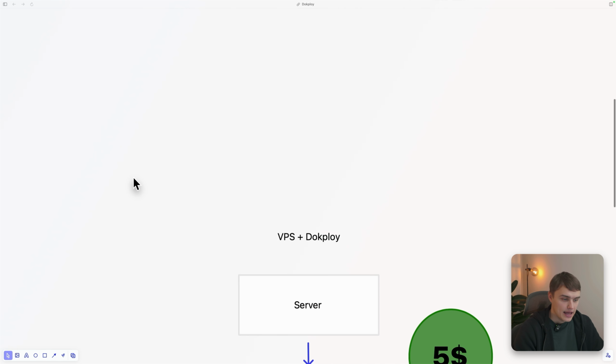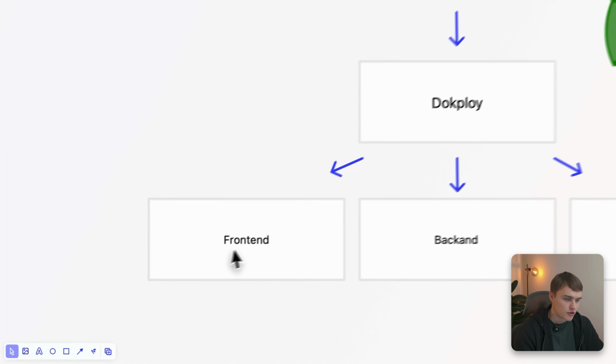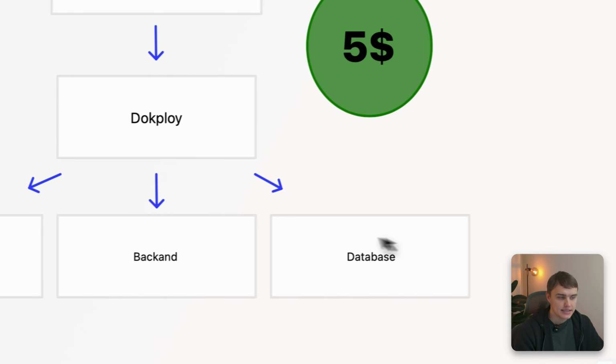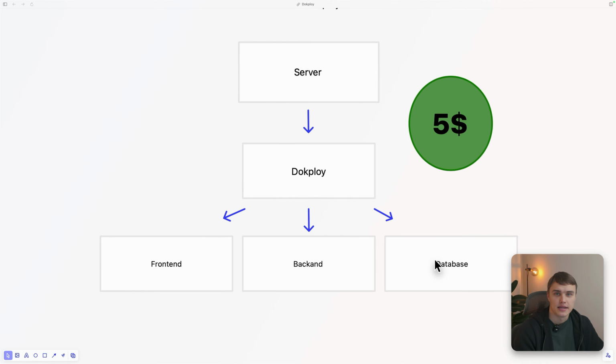Plus, with serverless, there's no convenient way to run your project with Docker, which means running your database independently becomes a real problem. With VPS and Dokploy, everything lives together. Your front-end, back-end, database, the cache, the background workers, all in one place.